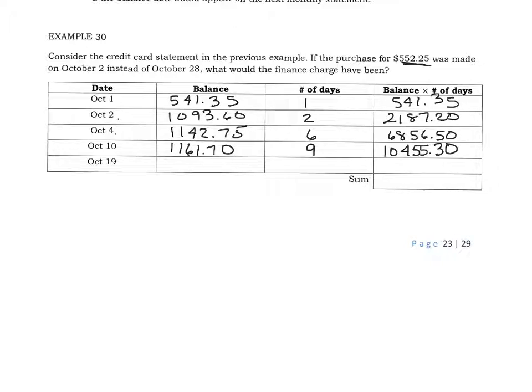Okay, and then on the 19th, there's a payment of $400, so we expect our balance to go down. Okay, and so we're going to look at the 19th. How many days have passed until the 1st? Well, that's going to be 13 days. Multiply across.